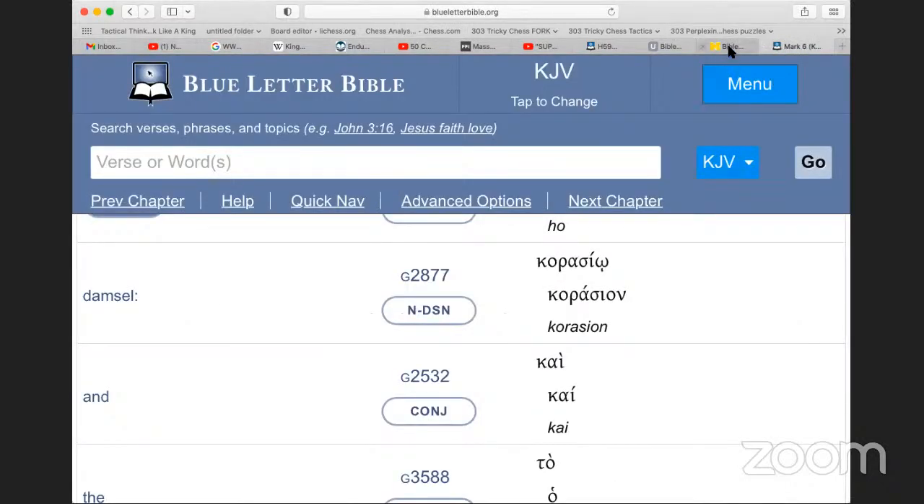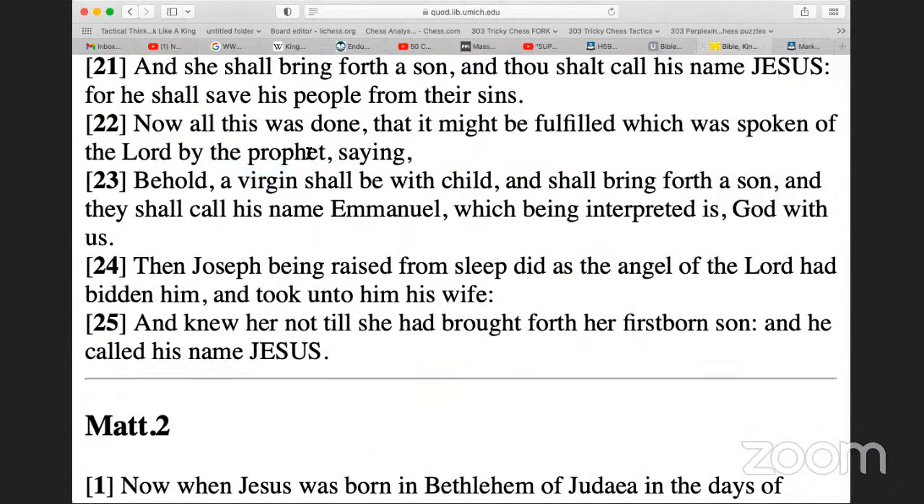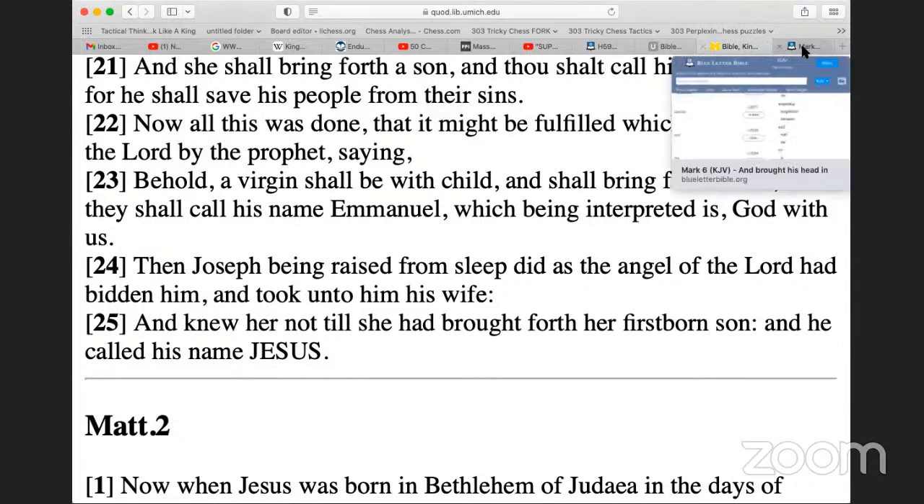But had this just simply said, "Now all this was done that it might be fulfilled, which was spoken of the Lord by the prophet, saying, behold, a damsel shall be with child and shall bring forth a son, and they shall call his name Emmanuel, which being interpreted is God with us." I don't think there would be too much feedback if that just simply said damsel.